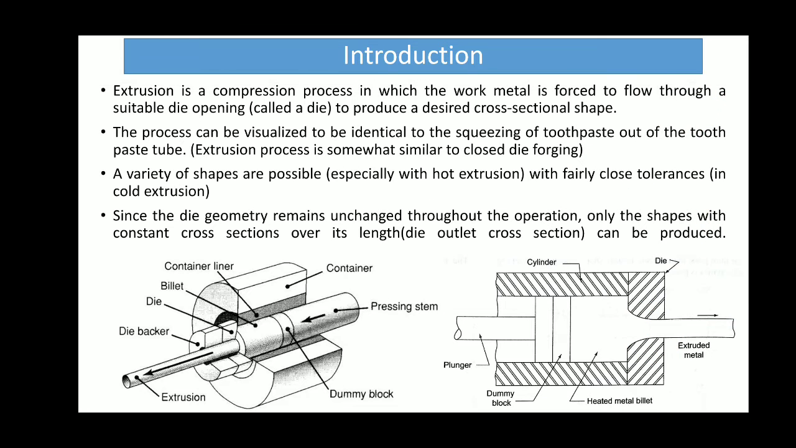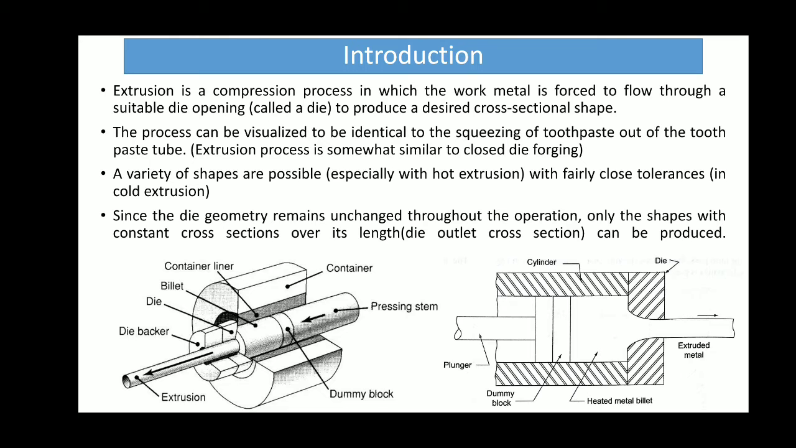So with the help of this extrusion process, a variety of shapes are possible. With respect to hot extrusion, it is very easy to get different shapes, and apart from that, we can also get fairly close tolerances, and close tolerance is an accomplishment of cold extrusion. Just like the other hot working and cold working we have discussed, here hot working means hot extrusion, and cold working means cold extrusion process.